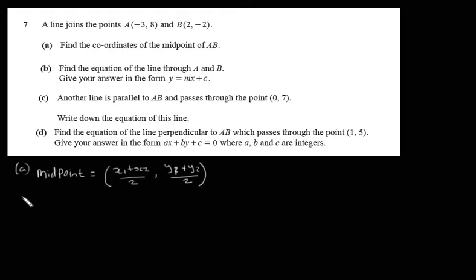Okay, we are given 2 points. We are given A, which is -3, 8, and point B, which is 2, -2. Now this is x1, y1, x2, y2.